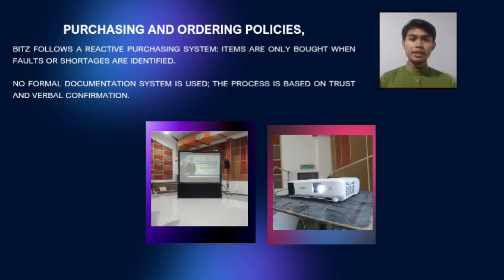Number 3, purchasing and ordering policy. Biz Resources follows a reactive purchasing system, where items are only bought when a fault or shortage is identified. No formal documentation system is used. The process is based on trust and verbal communication. For example, when we have items that need to be repaired, we will make a phone call or just message via WhatsApp about what items we want, and the supplier will provide them to us.